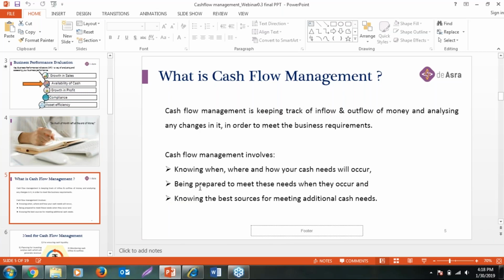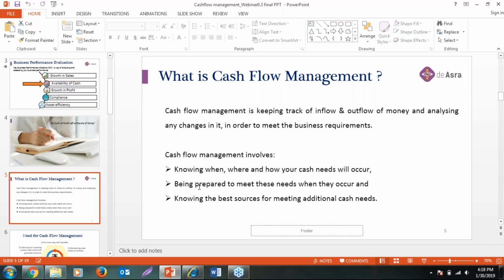So we saw the second point. Now let's go to the third point, knowing the best sources for meeting additional cash needs. Once you study your cash cycle, once you come to a conclusion that yes, say in the months of September, October, November, when there are different occasions, when there are festivals, I might need more cash. So for this, I need to prepare from the month of May onwards. I need to put a certain amount aside.